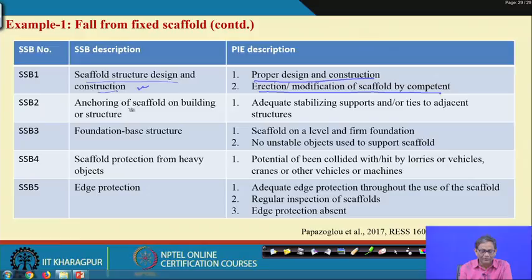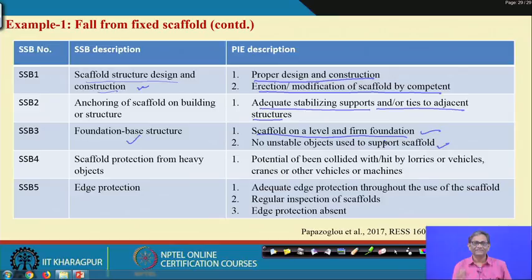Now, anchoring of scaffold on building structure: adequate stabilizing support and/or ties to adjacent structure. So, in this manner you can understand what the probability influencing entities are. Foundation of base structure: you see the scaffold on a level or firm foundation, no unstable objects used to support the scaffold. This is required. So, that means when the erection actually takes place, before that you must see this. So, that is why these are the actions.